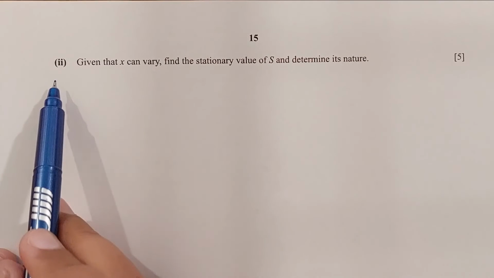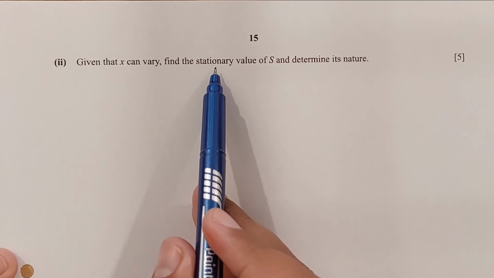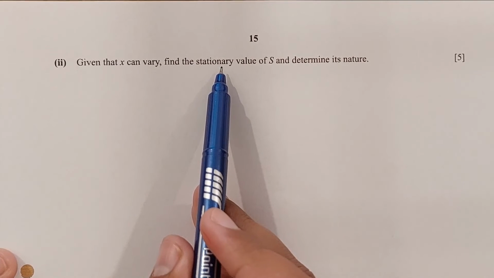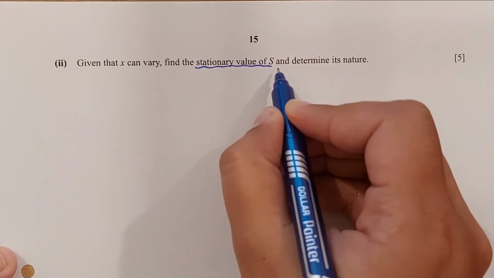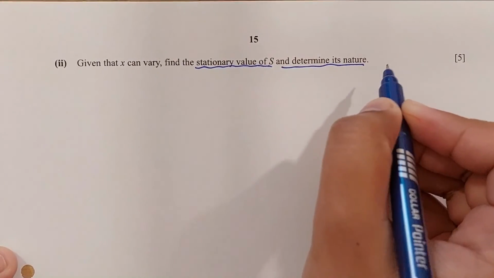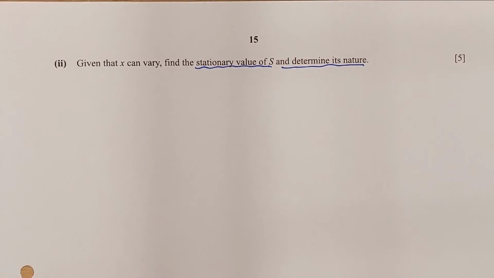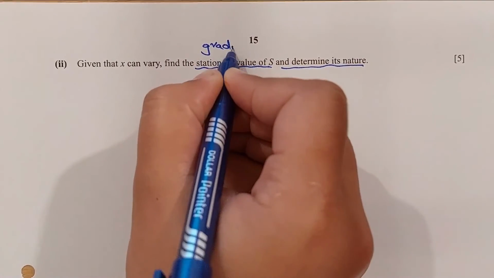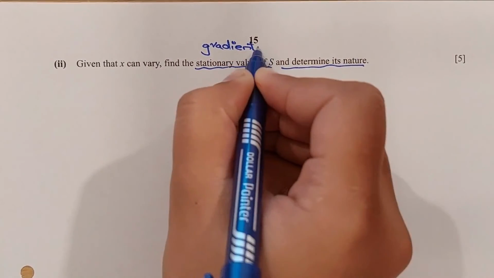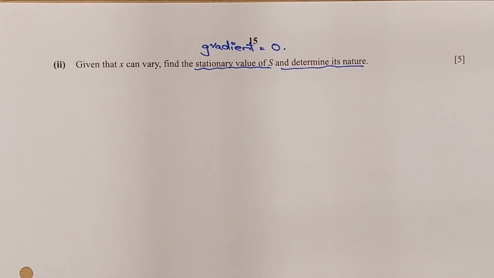Now for the second part: given that x can vary, find the stationary value of S and determine its nature. So we need to find the stationary value of the surface area and determine the nature of the stationary value. To get the stationary value, we have to take the gradient of S and put it equal to 0.